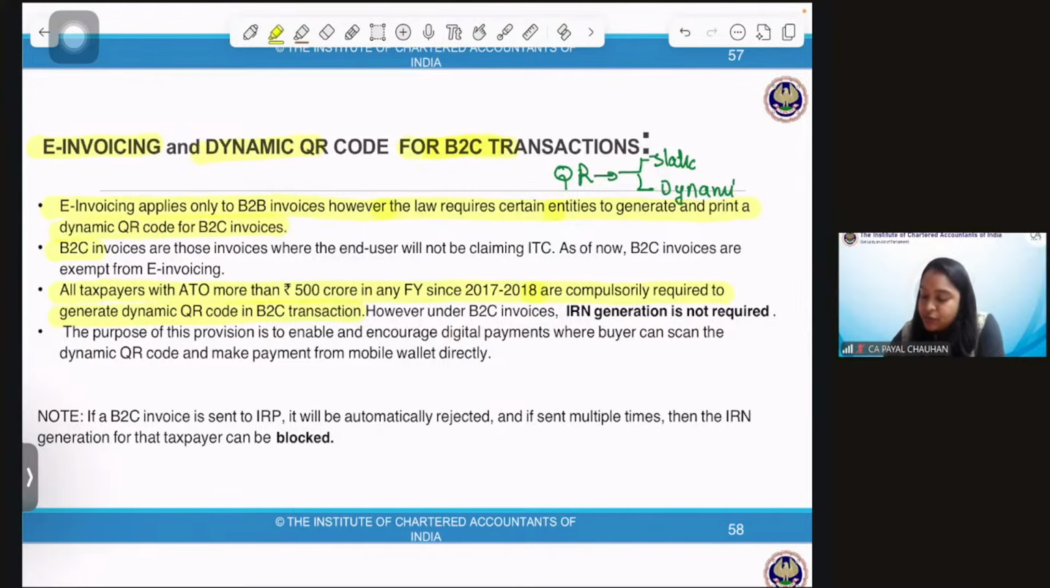Now, B2C invoices are those invoices where the end user will not be claiming ITC. As of now, B2C invoices are exempted from e-invoicing. Under B2C invoices, IRN generation is not required. The purpose of the provision is to enable and encourage digital payment, where the buyer can scan the dynamic QR code and make the payment from the mobile wallet directly.